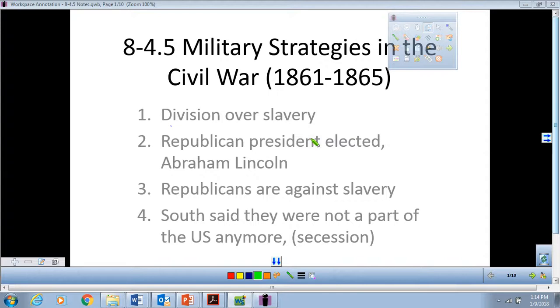Now, the thing is, even though war didn't break out immediately, both sides could foresee an upcoming war, and they were preparing, and they came up with strategies for how they would fight that war. Now, Lincoln wants to avoid war altogether, but despite his efforts, it occurs.